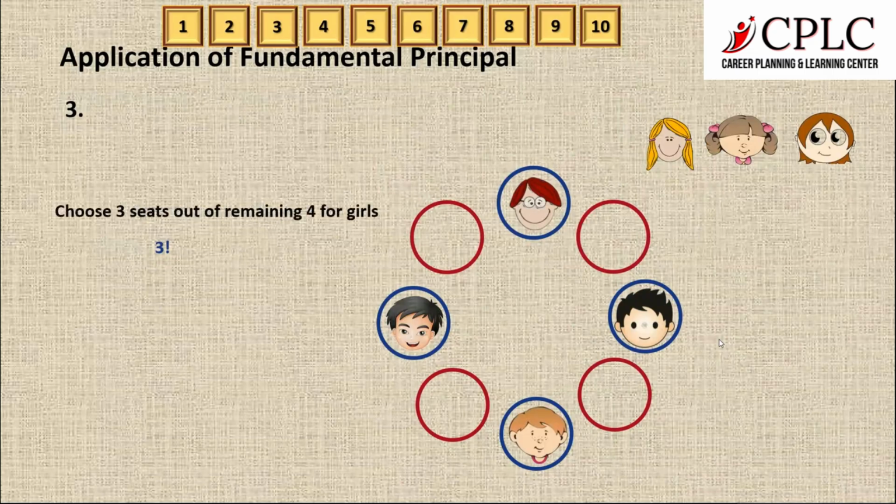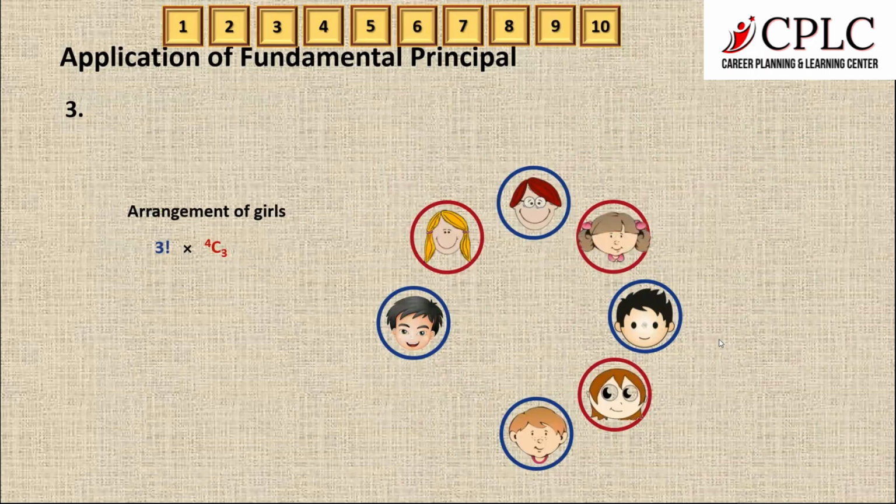Now what we are going to do is choose 3 seats out of the remaining 4 for the girls. So it is going to be 4C3. Now we also have to do the arrangement of girls, that is going to be into 3 factorial. So this is another way of solving such type of questions. Final answer is going to be 144.